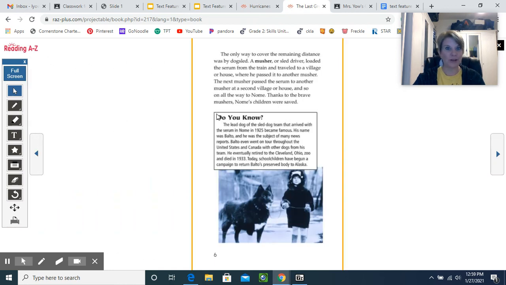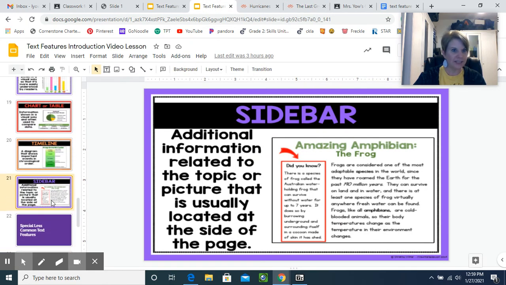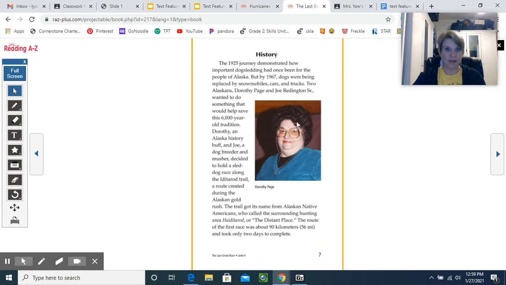Okay, oh, look, there's one of those fact boxes. Remember when I was showing you the sidebar and it says, did you know? Look at that. Do you know? Almost the same exact thing. So that's like an extra little fact, like a bonus fact that I wouldn't have learned unless I read that sidebar. Okay, and then here we have a photograph with another caption.